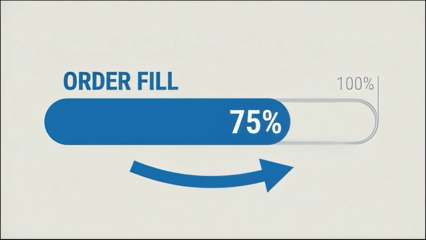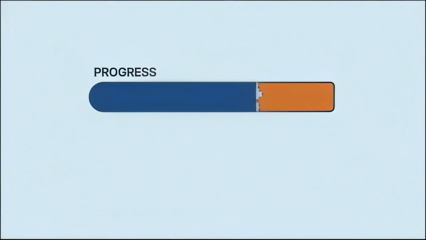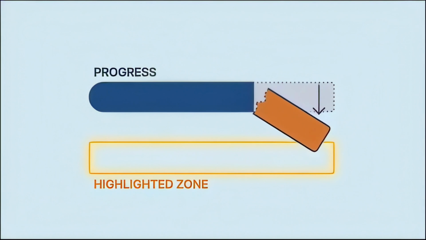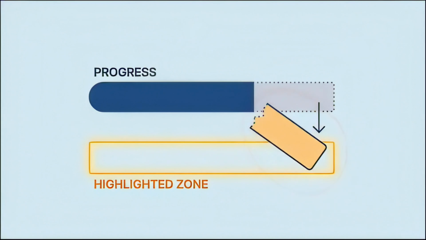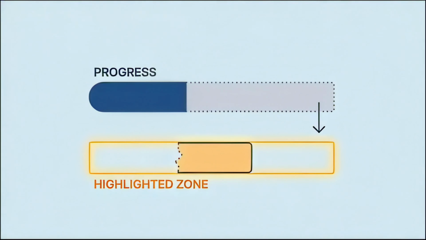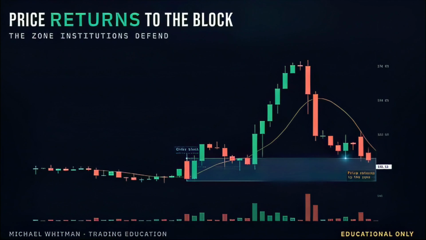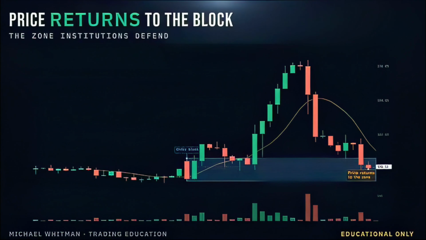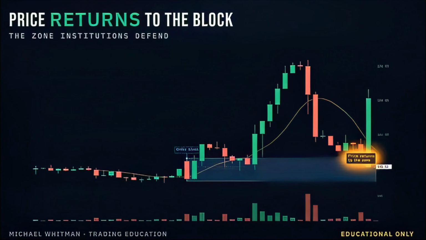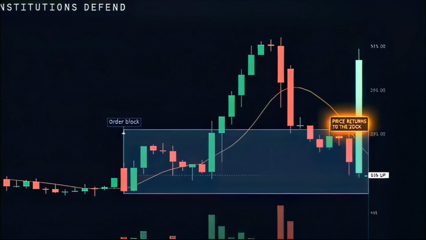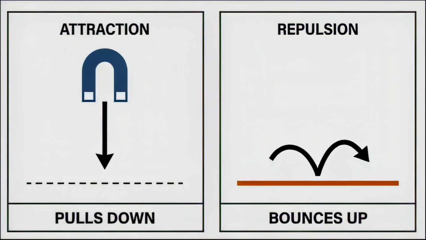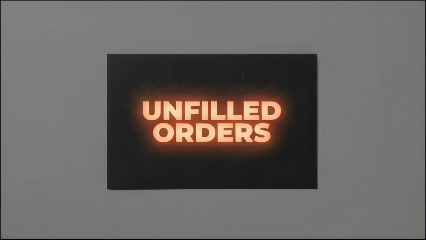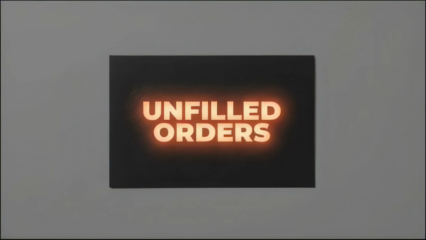Here is the detail that makes the whole thing work. Very often they cannot get the entire position filled before price takes off. Part of that order is left behind, unfilled, still sitting in that zone. So when price later drifts back down to the same area, those leftover orders are still there, waiting. The institution defends the zone, it buys again, and price bounces. That is why an order block behaves first like a magnet and then like a floor. It is not magic, it is unfilled institutional orders.